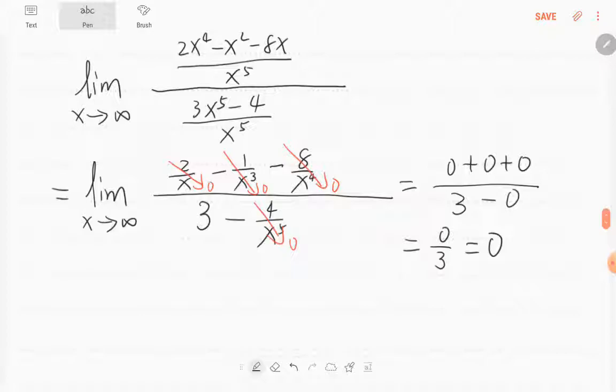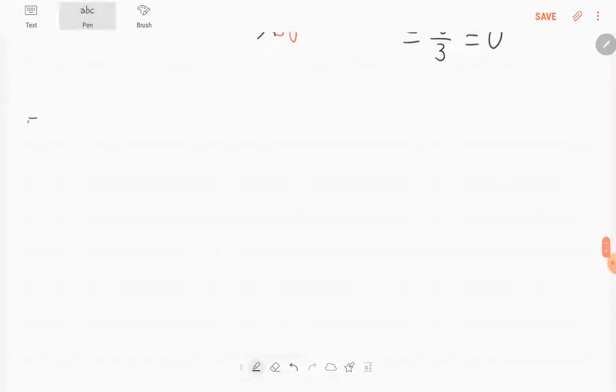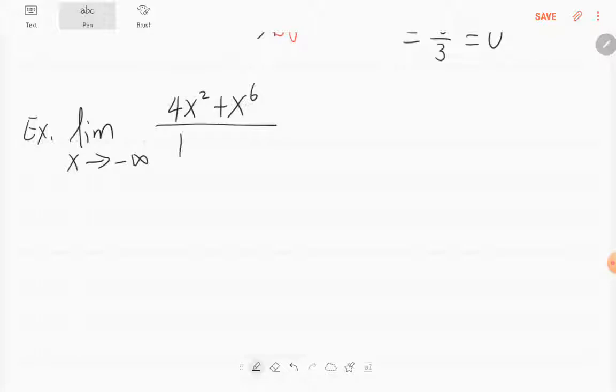So now let's look at another example. The limit as x approaches negative infinity of x squared plus x to the 6th over 1 minus 5x cubed.